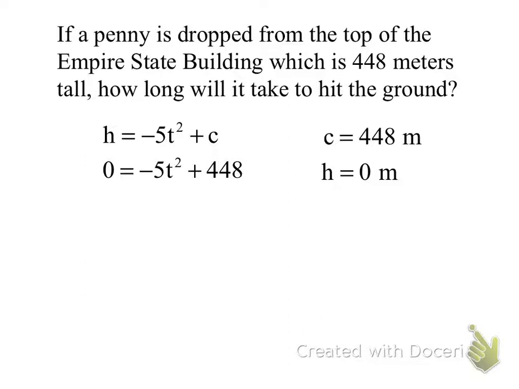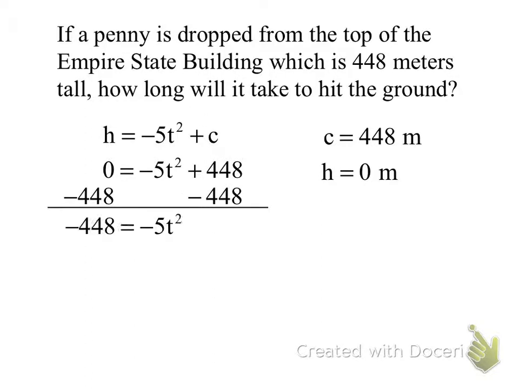We can do one of two things. Well, we're in the square root chapter, so let's just solve it using the square root property. Let's go, Jack. Subtract 448 from both sides. Good. And then? Divide. Good. And now we're left with t squared is equal to almost 90.